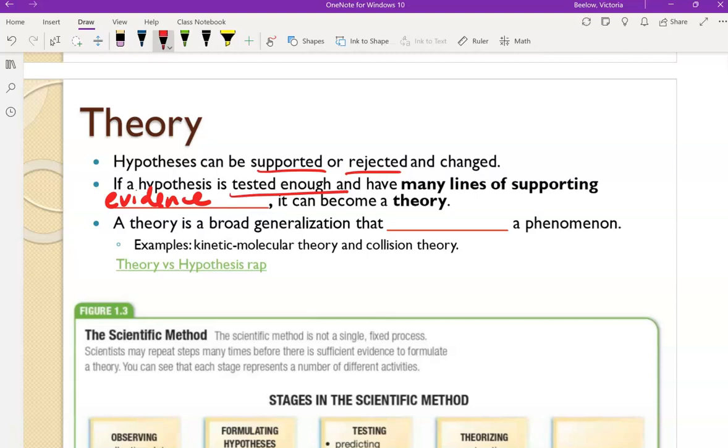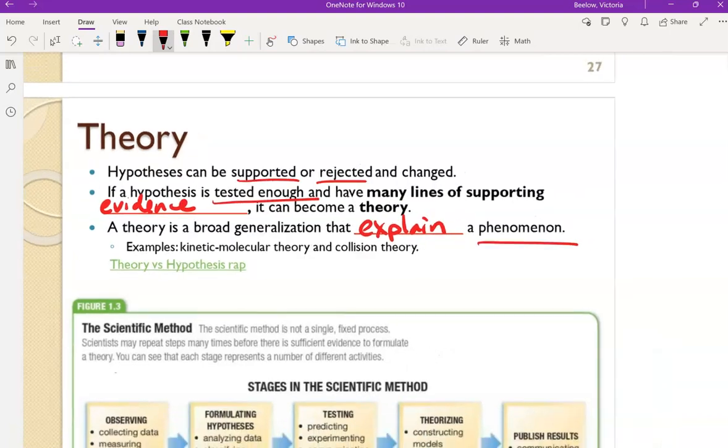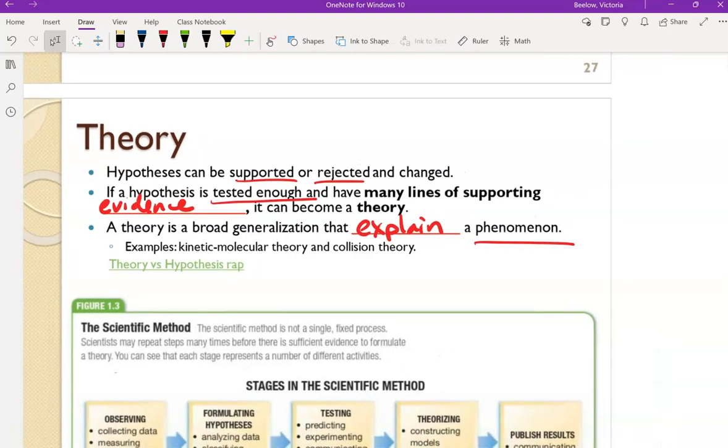So a theory is a broad generalization. Theories explain, okay? So a theory is something that's going to explain a phenomenon. So it's like the theory of gravity, okay? It explains why things fall to Earth. So a theory has a lot of supporting evidence that helps us to explain the world around us.